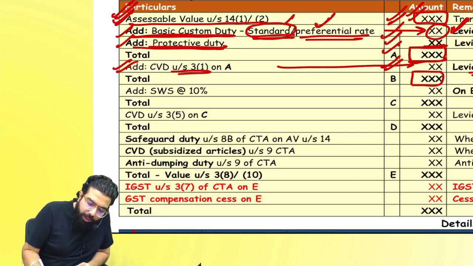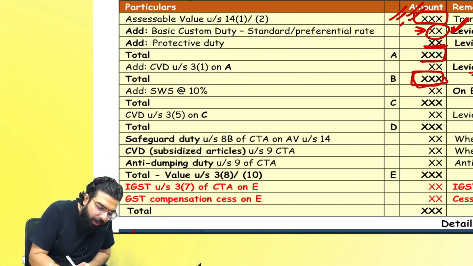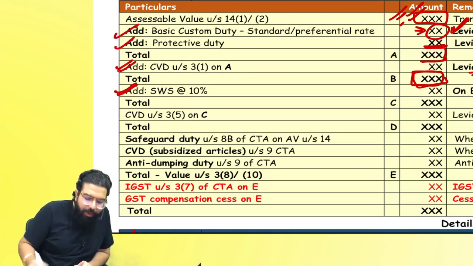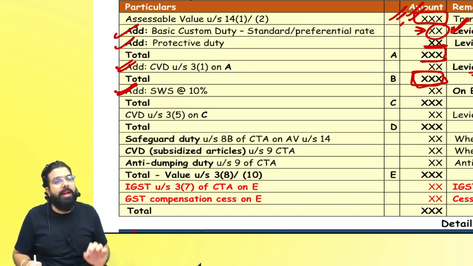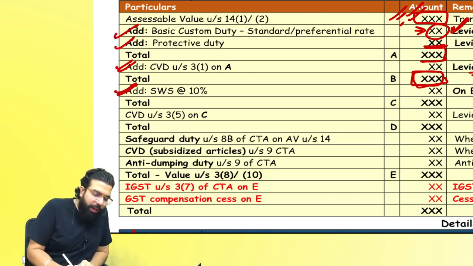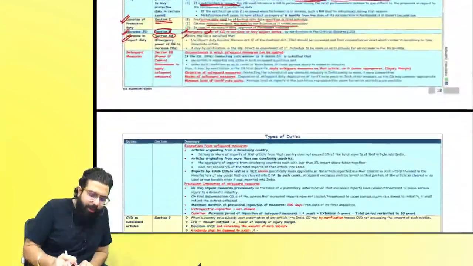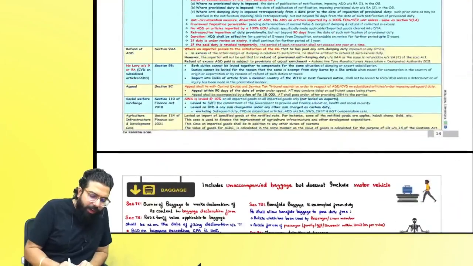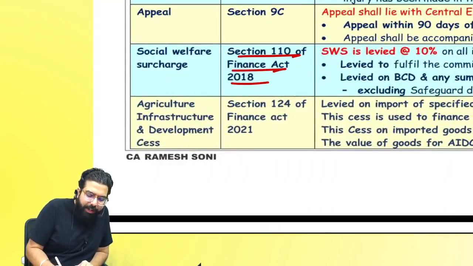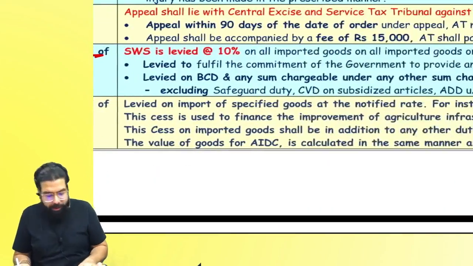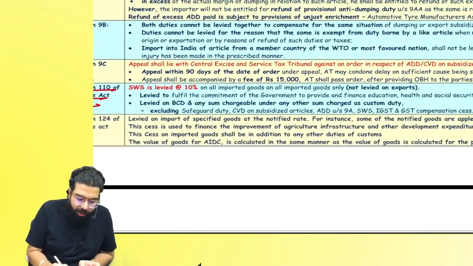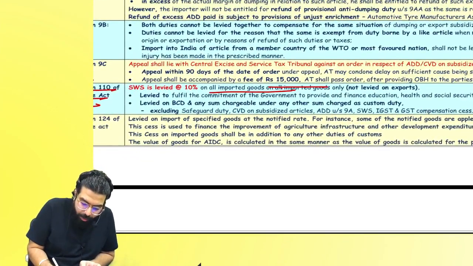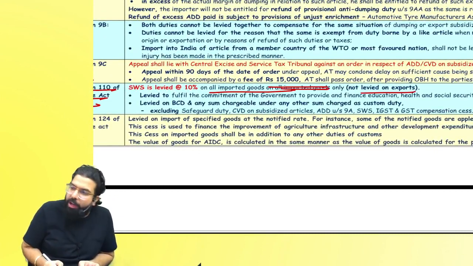Now the total will come over here. On the total, always remember one thing: not on the total, but on whatever duty is there, basic custom duty, protective duty and CVD 3.1, social welfare surcharge at the rate of 10% will be levied. Social welfare surcharge was introduced by the Finance Act 2018, section number 110. Social welfare surcharge is 10% on imported goods, and only on imported goods, not levied on export.